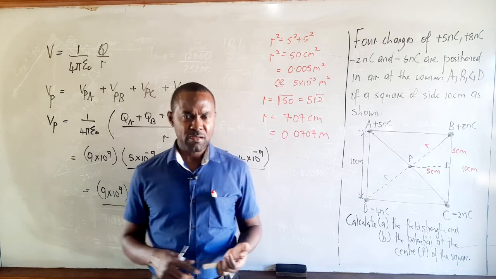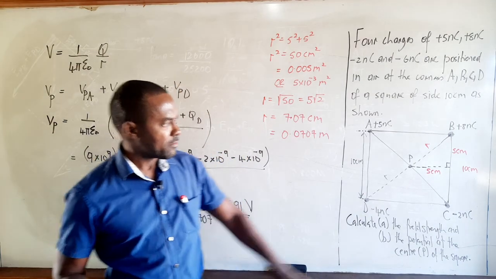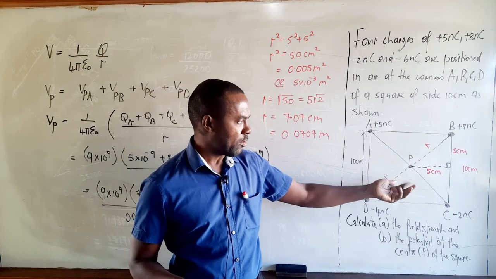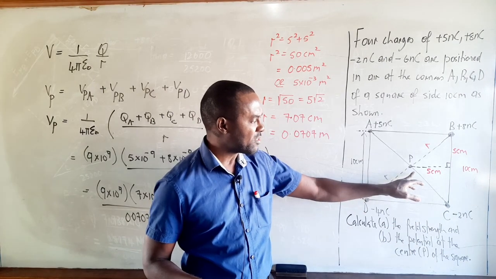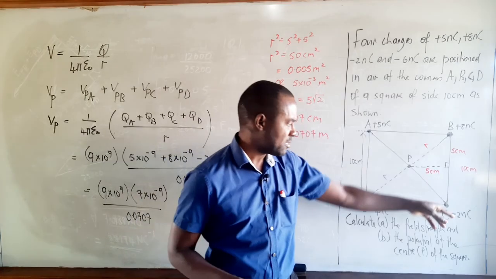So this is the end of the question, in which we were able to calculate the resultant field strength in both magnitude and direction at P, and also the potential at P due to each of these charges at A, B, C, and D.